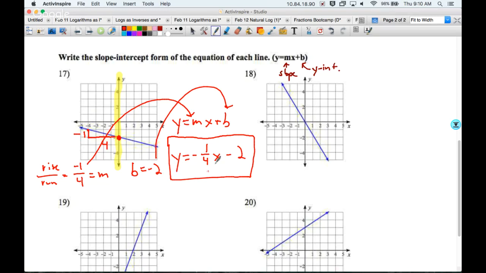I can just now take that equation with me, and I don't have to bring the whole graph because this equation will always make the graph.